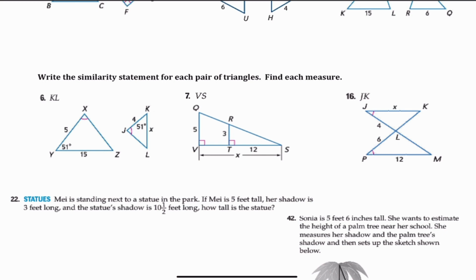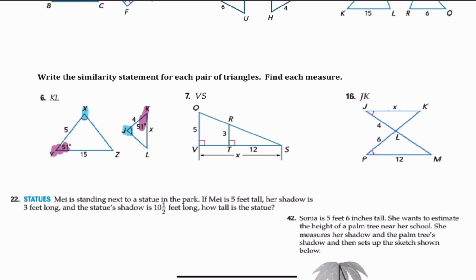Write the similarity statement for each pair of triangles. Find each measure. Okay, so you're going to go ahead and create a proportion and find KL that way. I know that these two are similar by angle similarity, right? So we know that angle X corresponds with angle J, and angle Y corresponds with angle K, because they're both 51 degrees.